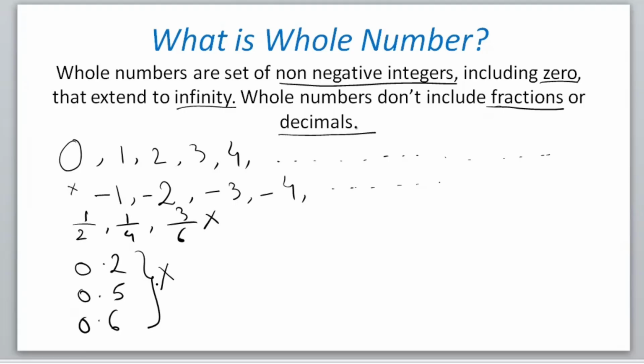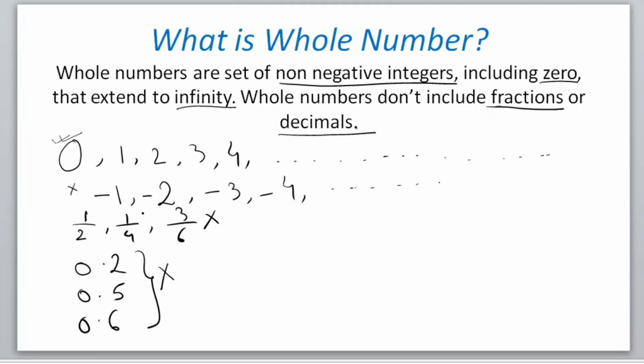So what are whole numbers? Whole numbers are all the positive integers or numbers, and they must include 0. 0 is also considered a whole number, and it should not be in negative form, it should not be in fraction form, and it should not be in decimal form.